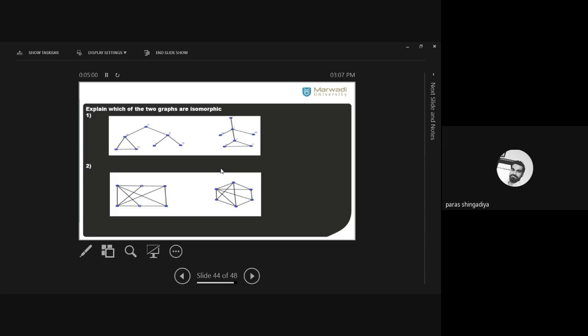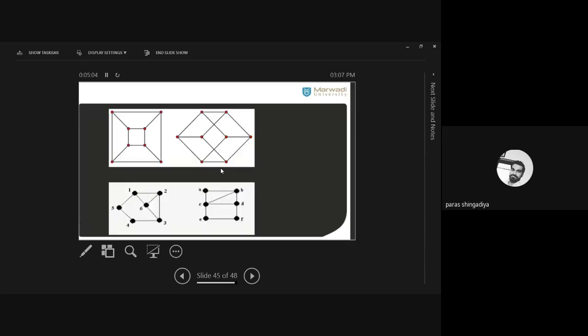And how can we apply the one-to-one correspondence? You have to consider every vertex of the first graph, and its image should exist in the second graph. If all the vertices of the first graph have their images in the second graph, then the graphs are isomorphic. Otherwise, it is not an isomorphic graph.